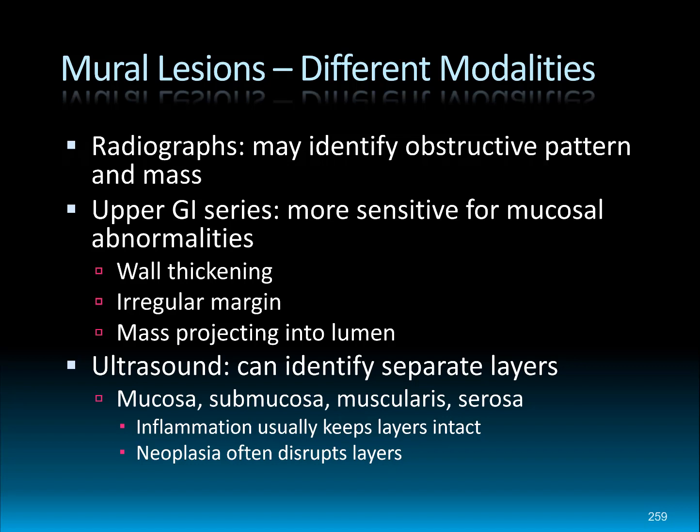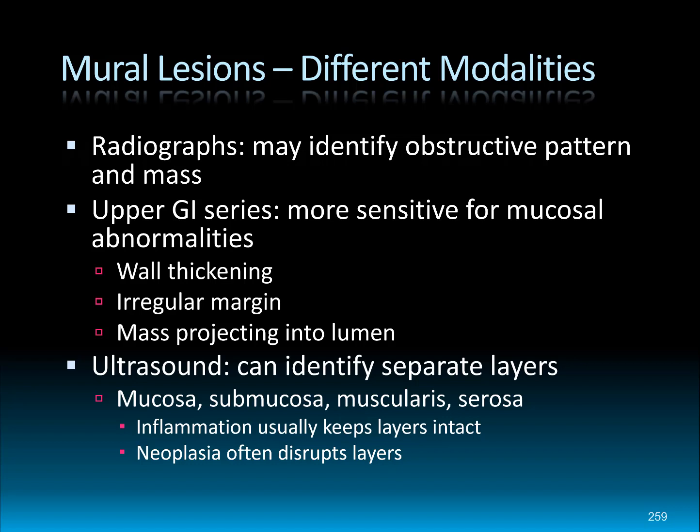On radiographs, you may identify an obstructive pattern and a mass when there's an infiltrate. And that's more common with things like neoplasia, whether that's lymphoma, whether that's adenocarcinoma, a lot less likely in things like inflammatory bowel disease. An upper GI series is going to be more sensitive for abnormalities of the mucosa. You can assess wall thickening more readily. You can look for irregular margins of the mucosa. And a lot of times you can better see a mass projecting into the lumen.